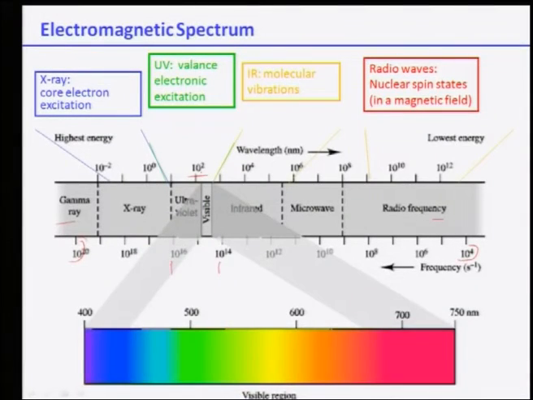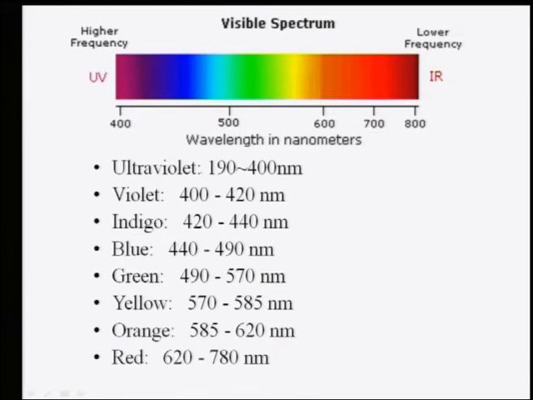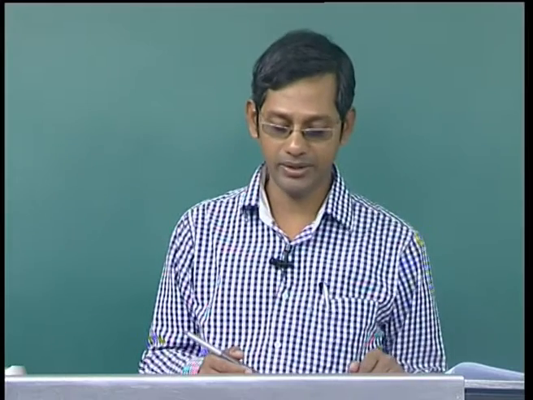So this is all very typical of many spectroscopic techniques, and I will discuss different parts of that. Now, as I showed you, I will show you the visible spectrum in a detailed manner. Ultraviolet is in the 190 to 400 nanometers, violet is 400 to 420, indigo is 420 to 440, and red is very high wavelength, 620 to 770 nanometers. So that means red will have the smallest frequency from ultraviolet to red.